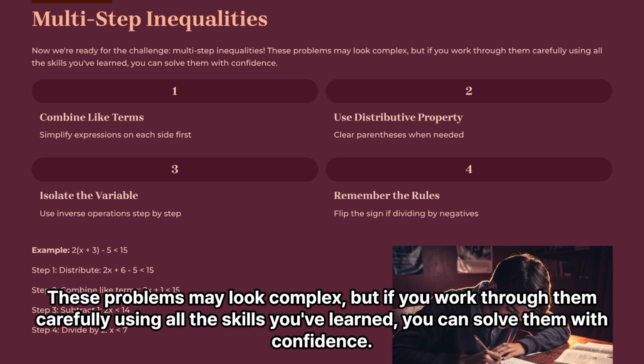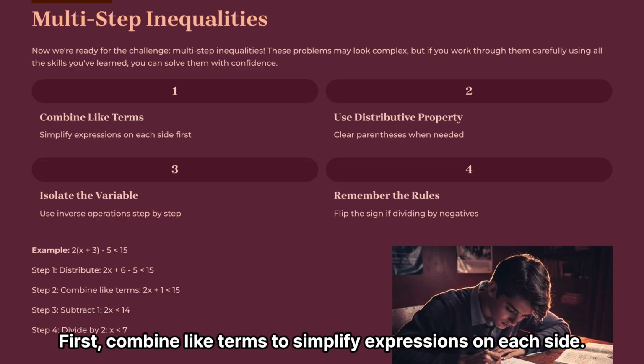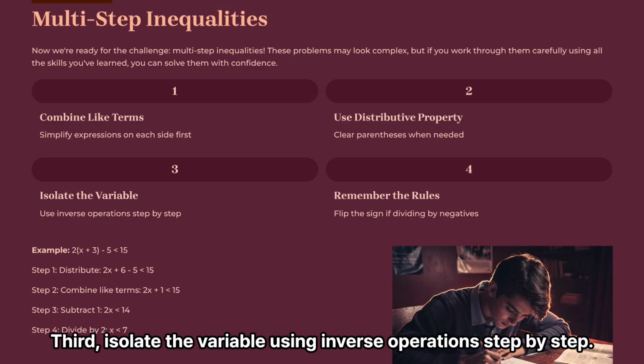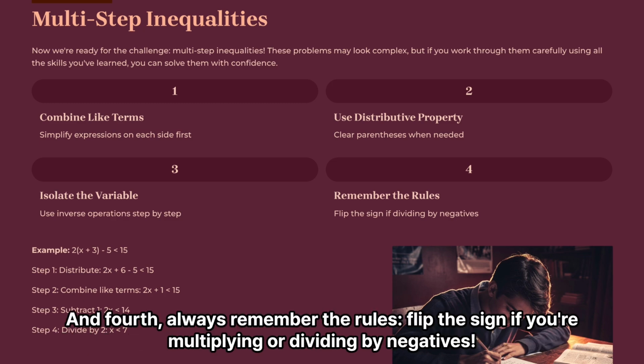These problems may look complex, but if you work through them carefully using all the skills you've learned, you can solve them with confidence. First, combine like terms to simplify expressions on each side. Second, use the distributive property to clear any parentheses when needed. Third, isolate the variable using inverse operations step by step. And fourth, always remember the rules. Flip the sign if you are multiplying or dividing by negatives.